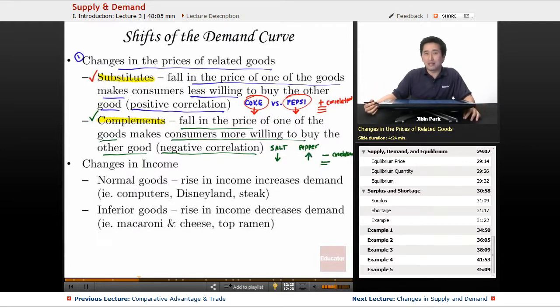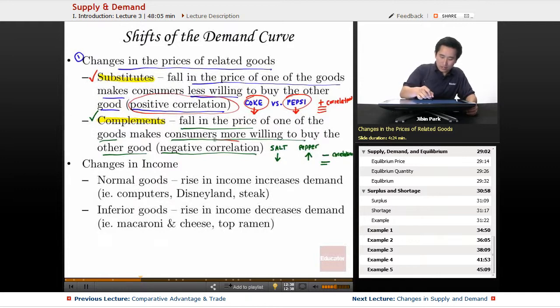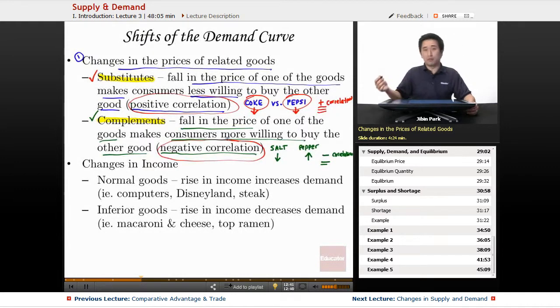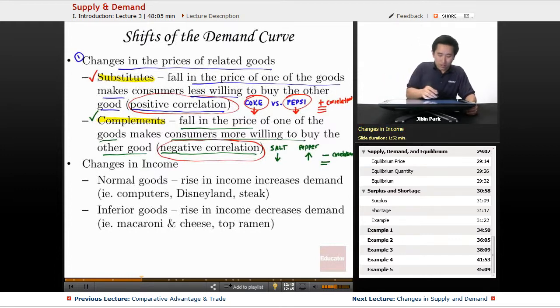but you are going to have to know the idea that if the price of a substitute decreases, then the demand for the other substitute is going to also decrease as well. So there's that positive correlation. So there's a positive correlation for substitutes, and there's a negative correlation with complements. Okay, another reason that could shift the demand curve would be changes in income. And there's two different types of goods that are impacted. There's normal goods and there's inferior goods.